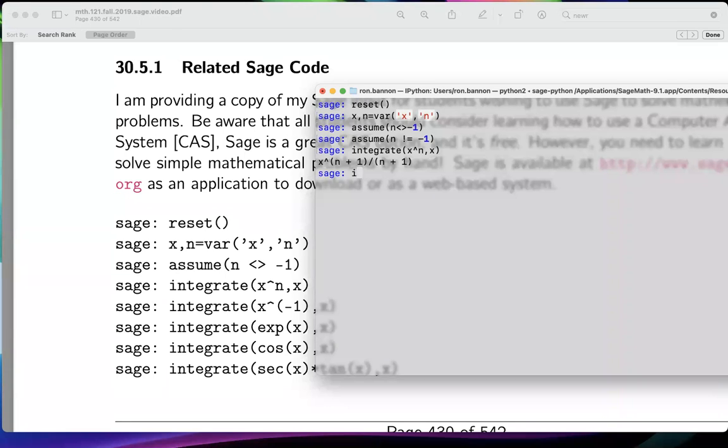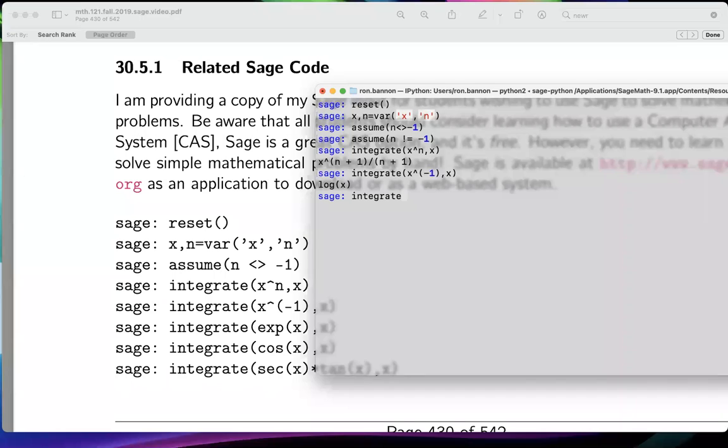Now, let's see if it is -1. What would it give us? The power -1. Whoops. Again, with respect to X. Well, it gives me log. Remember, log in Sage means natural log. Okay.